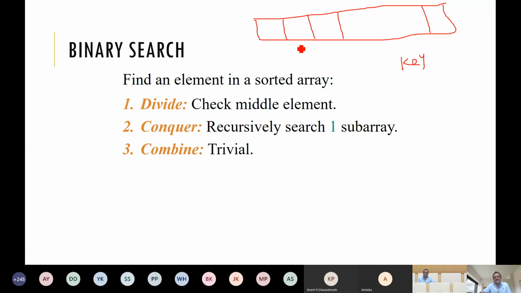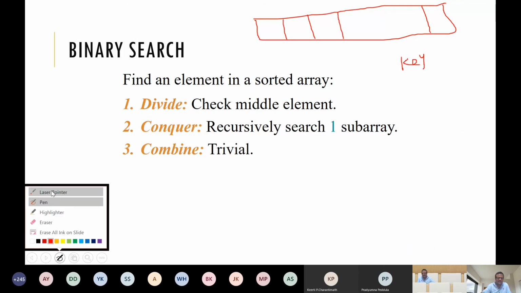But if the array is not sorted, then how do we search for a key? Linear search. But in the binary search problem, we are given that the array is sorted. So, as you have suggested, it is a sorted array.